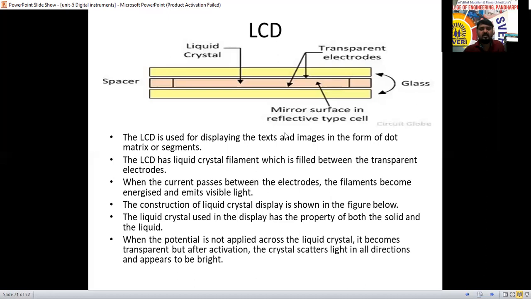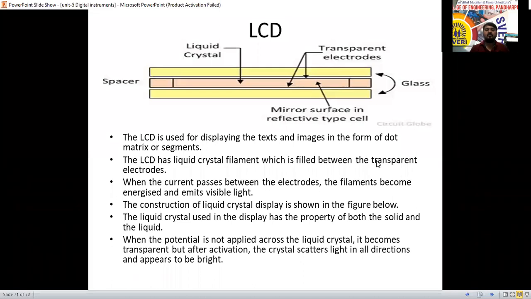So for that reason, the liquid crystal used in the display has the property of both solid and liquid. Both properties are there. When the potential is not applied across the liquid, it becomes transparent, but after activation, the crystal scatters light in the direction and appears bright. If no supply is given, it will act as glass only. Whenever supply is given, it charges and emits the light, which is going to display over there.